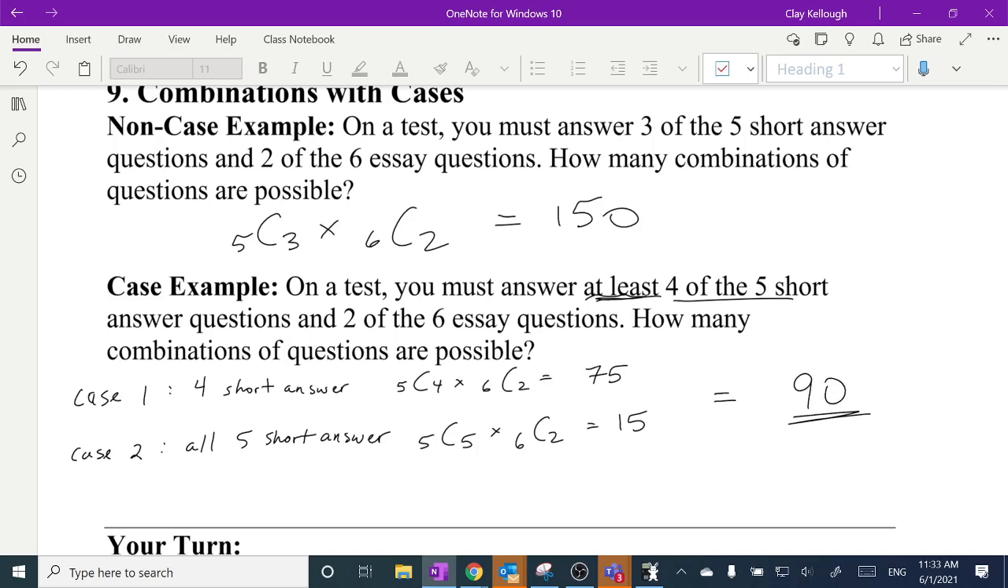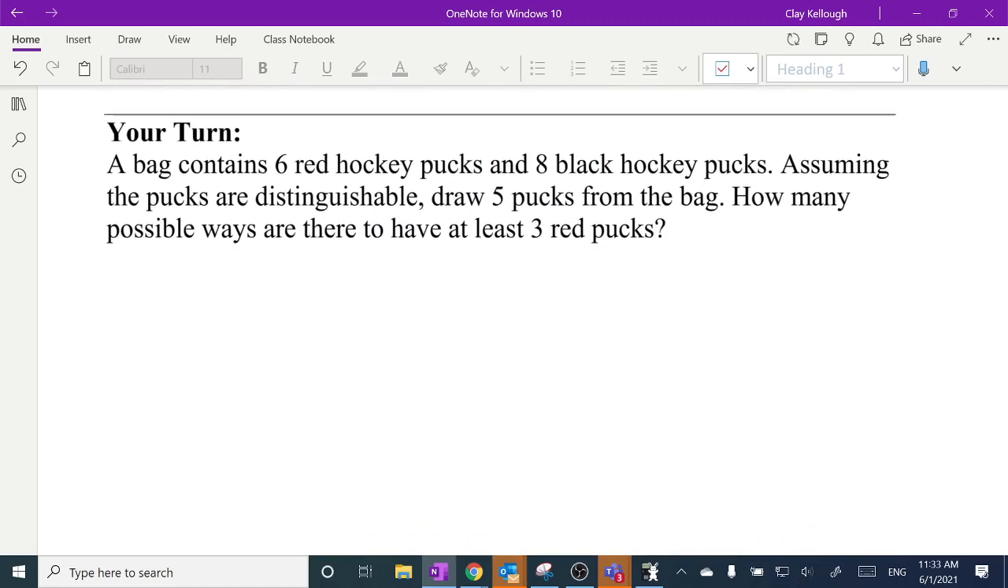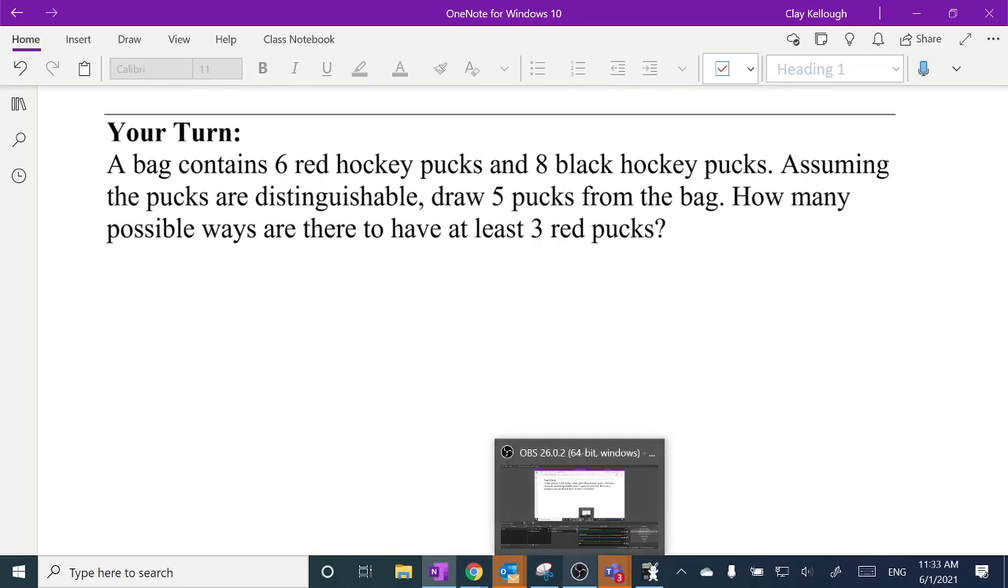All right. So I'll give you a hint on the next your turn here. It's definitely a case example. So one more time, I'll pause the video and let you give this a try, and then see if you get the same answer I'm going to get. Okay, so one more pause here. There we go, we're back.